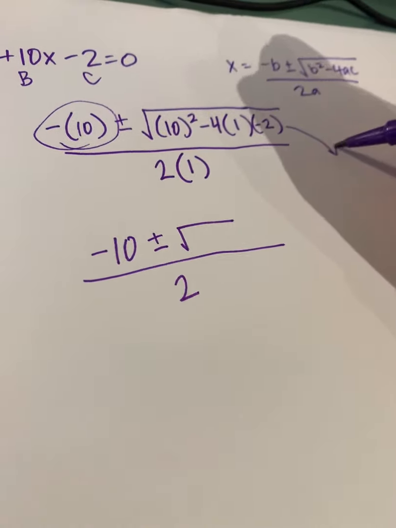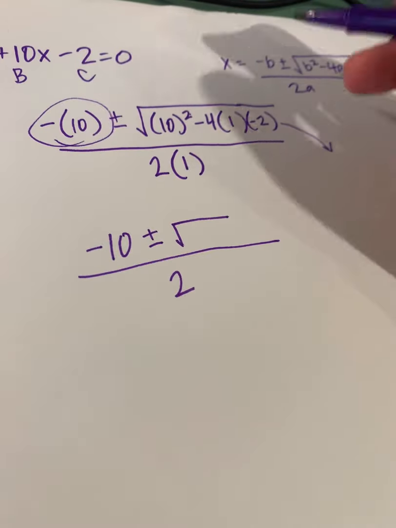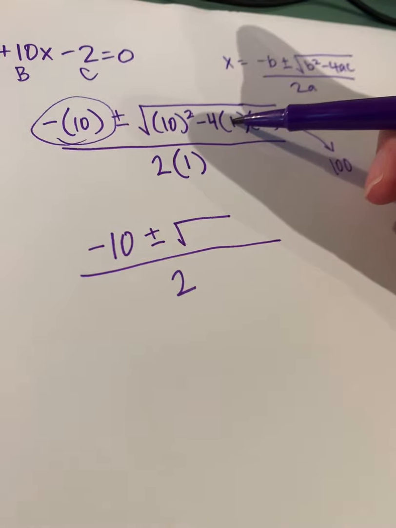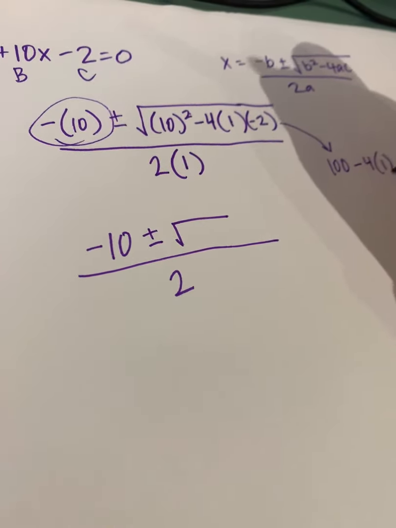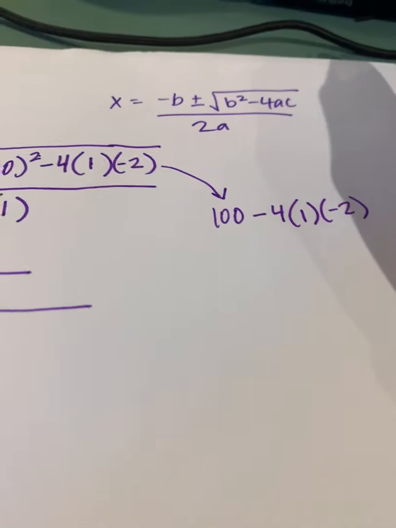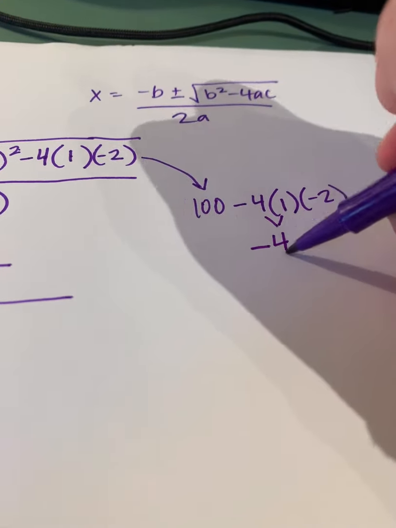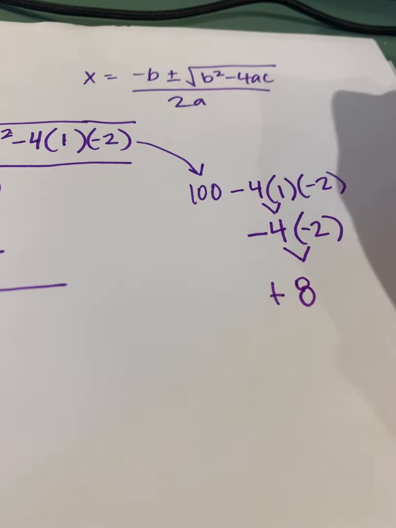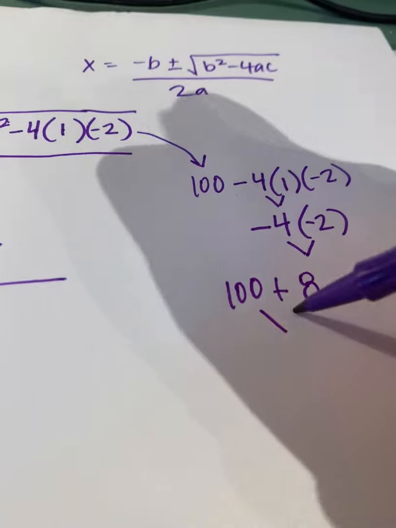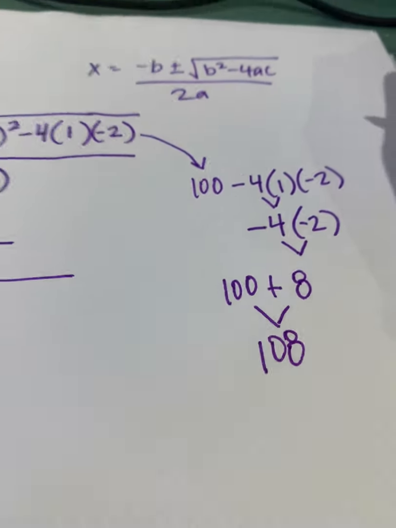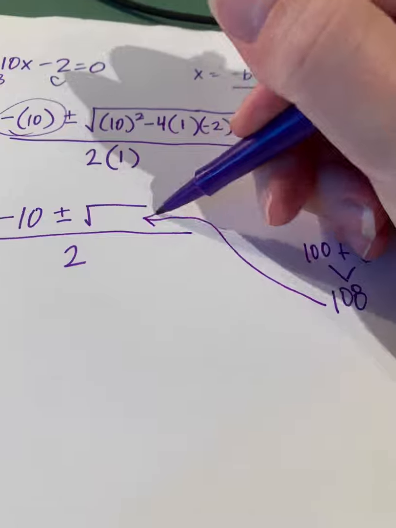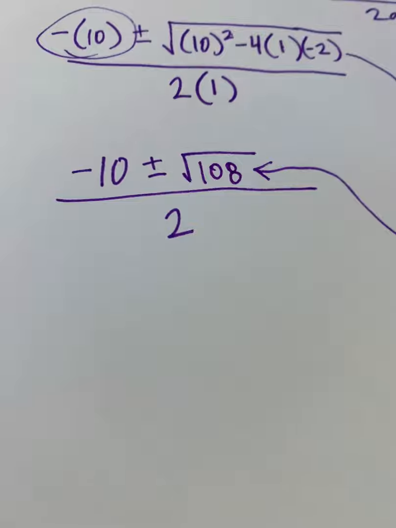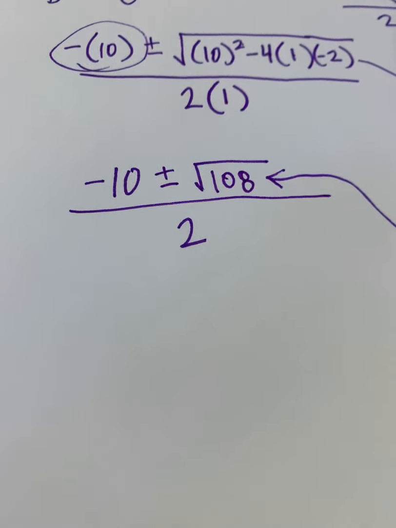So up here I have 10 squared is 100 minus negative 4 times 1, which would be negative 4, still times negative 2, so these together would be plus 8. And I still have 100 over here. So this makes 108 together. So 108 goes in here. I'm going to do the square root of 108 on my calculator.